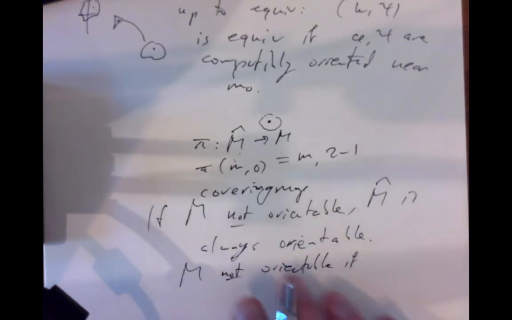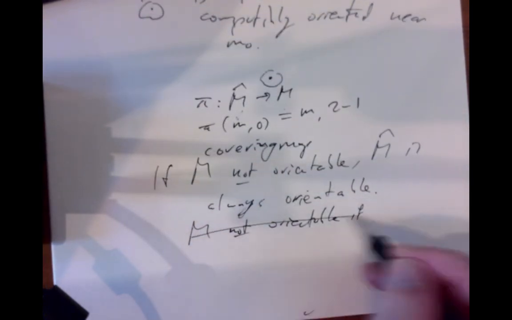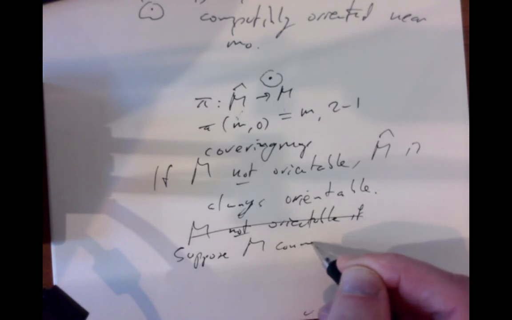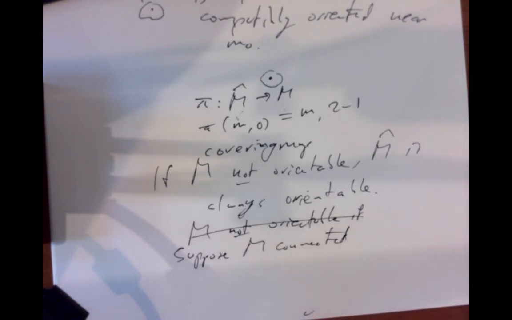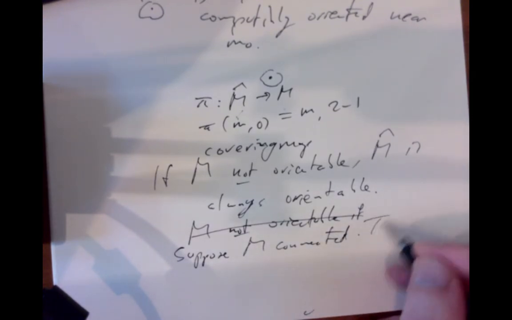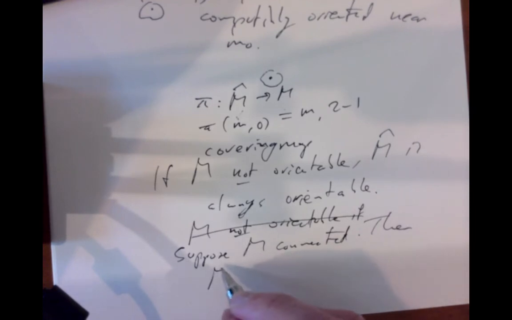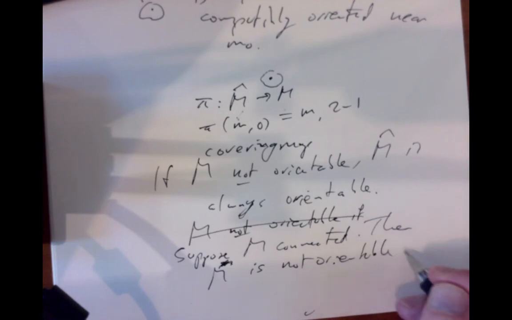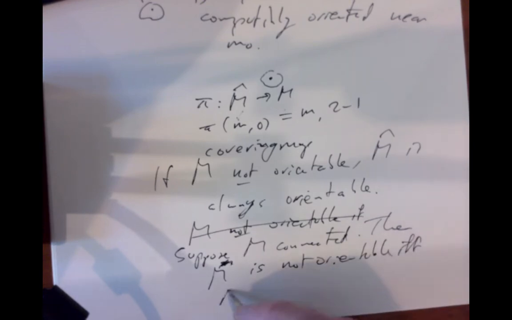And in fact we can say M is not orientable, it's another exercise, if and only if. Well, I should say suppose that M is connected. It's one piece, one topological piece. Then M is not orientable if and only if M hat is connected.